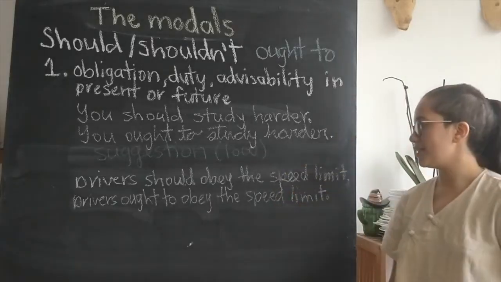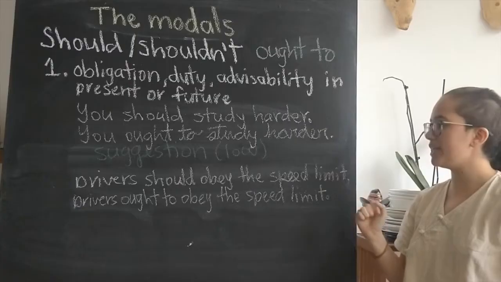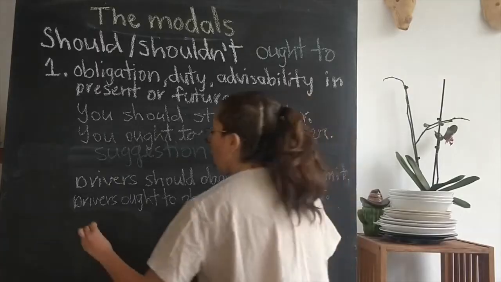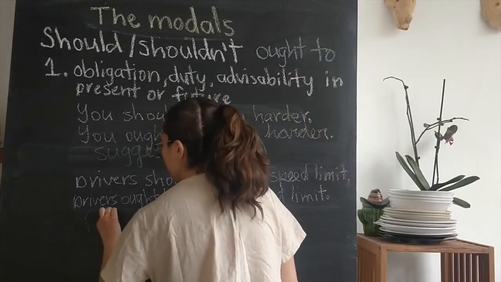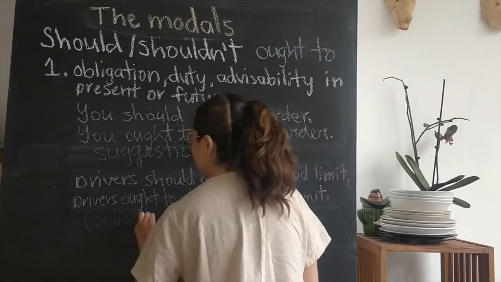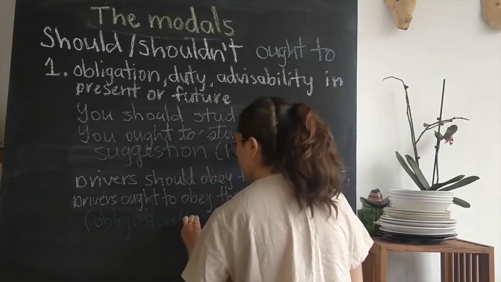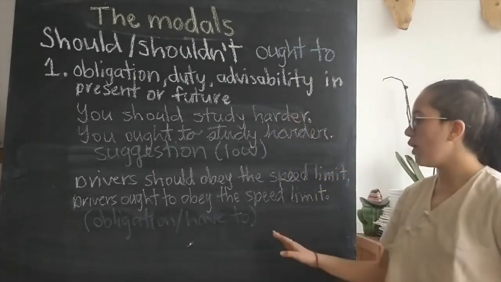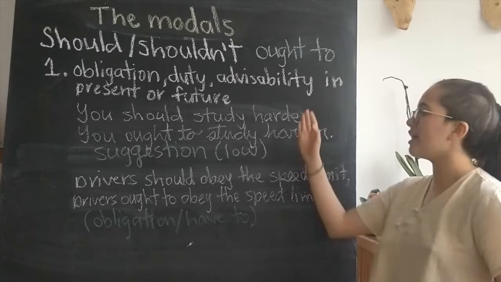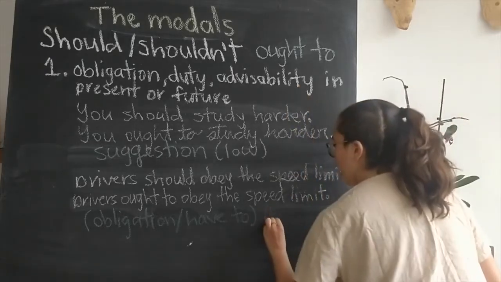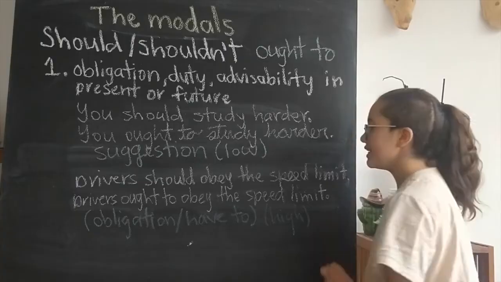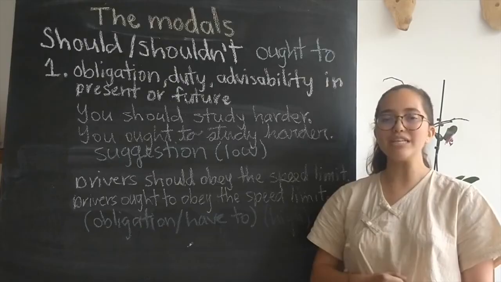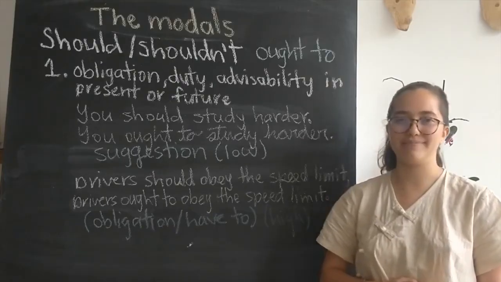Now the following sentences. Drivers should obey the speed limit. Drivers ought to obey the speed limit. These are an obligation. These have to be followed. So these show a high level of duty or a high level of advisability. As you can see, should and ought to can be used interchangeably. Now let's look at our final modal auxiliary.